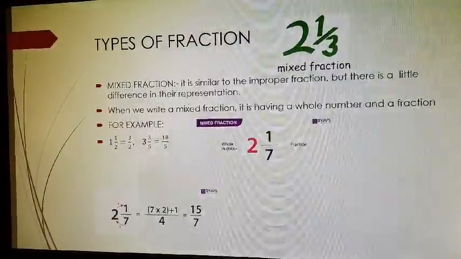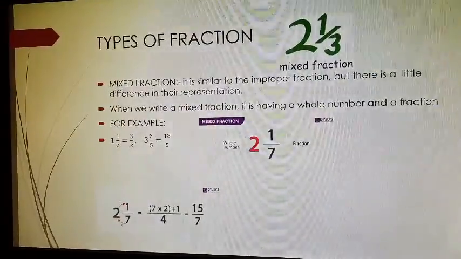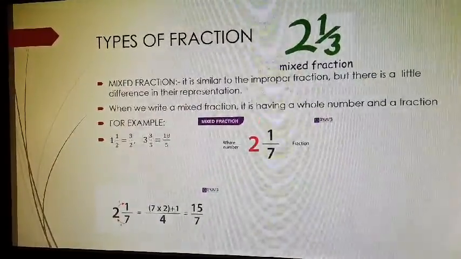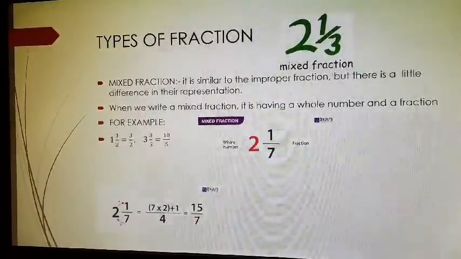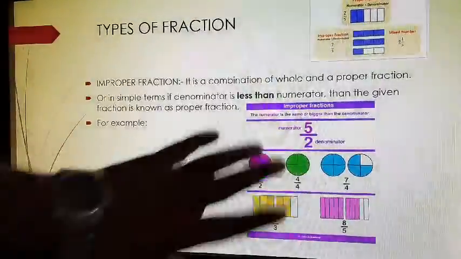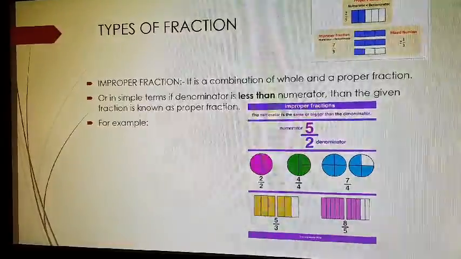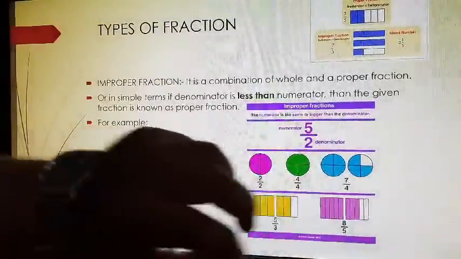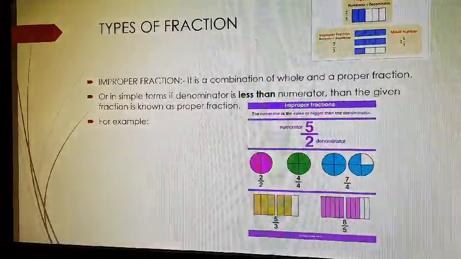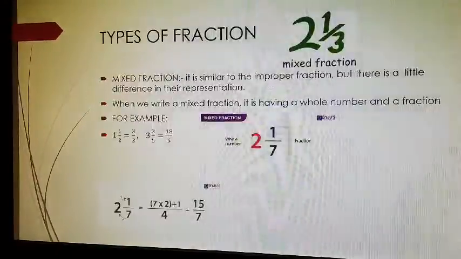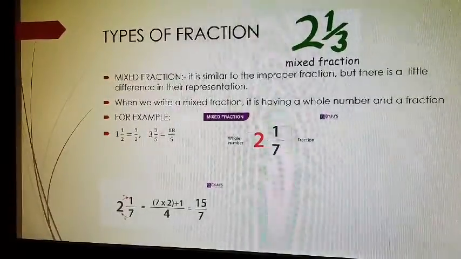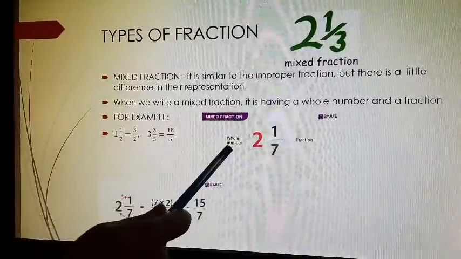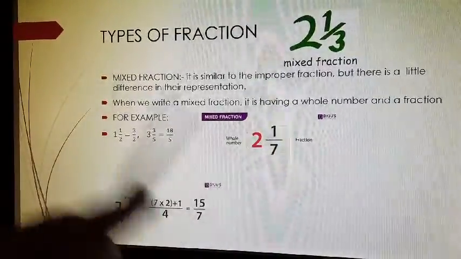Now the last part is the mixed fraction. It is very similar to the improper fraction, but there is a little difference in the representation. As we all know, in the improper fraction, we represented the numerator as the part of the whole and a proper fraction. But now in the mixed fraction, we will represent the whole number separately and the fractional part separately.